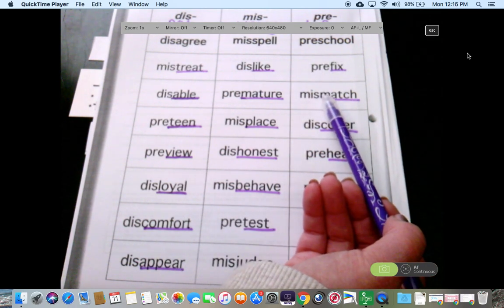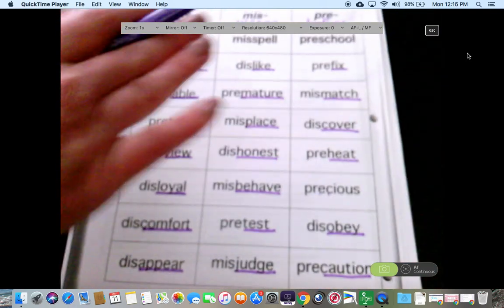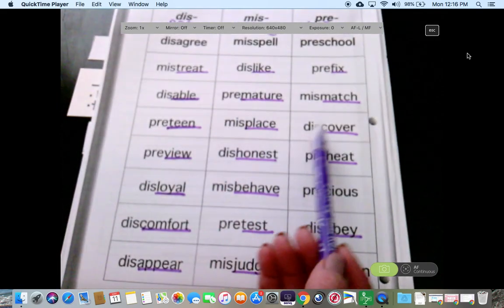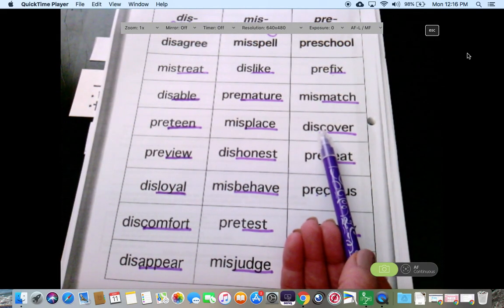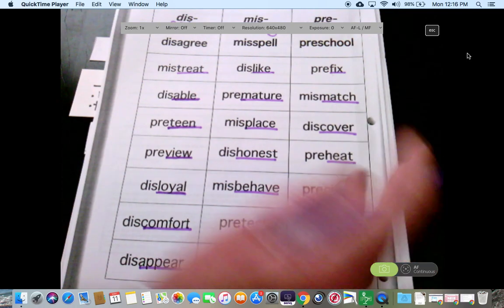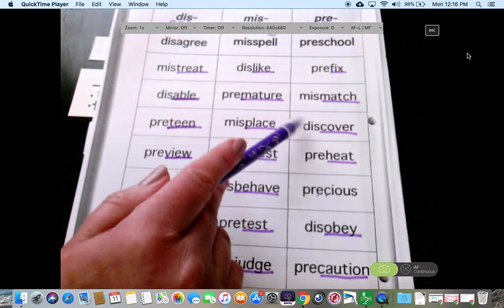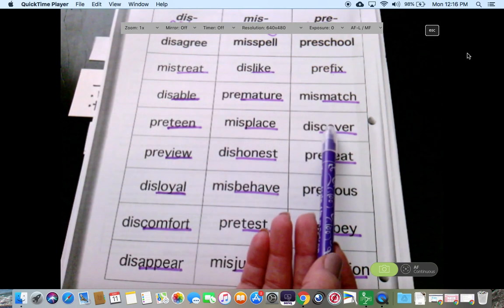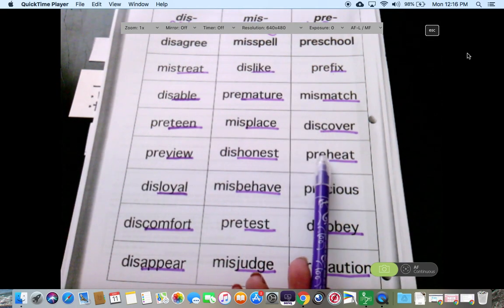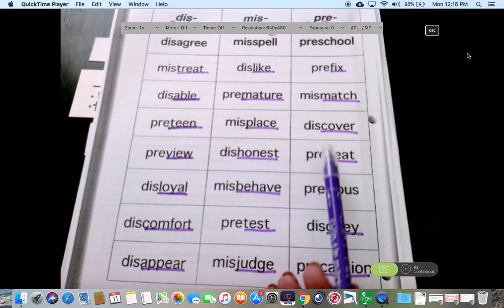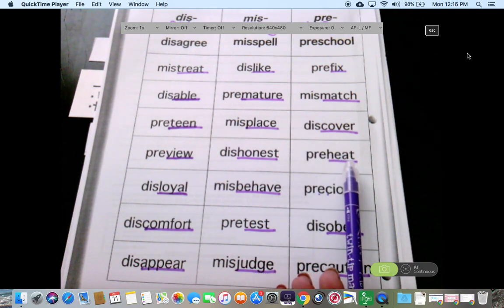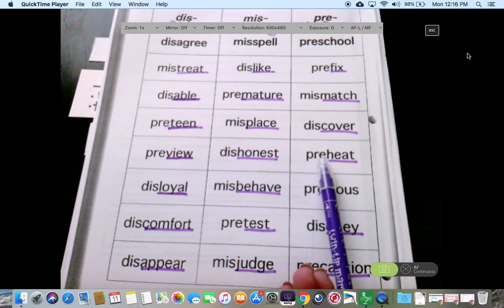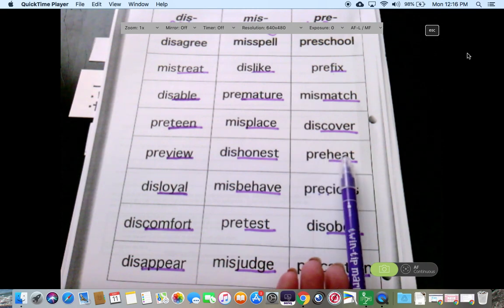Mismatch. To match is to put two things together. To mismatch is to put things together that don't go well. Discover. You know what it means to cover something up, right? So to discover is almost like opening it up and being able to explore it. It's the opposite of cover. Preheat. You might have to preheat the oven before you put your food in to heat it and cook it. So preheat is getting that warmed up, so it's before you heat.